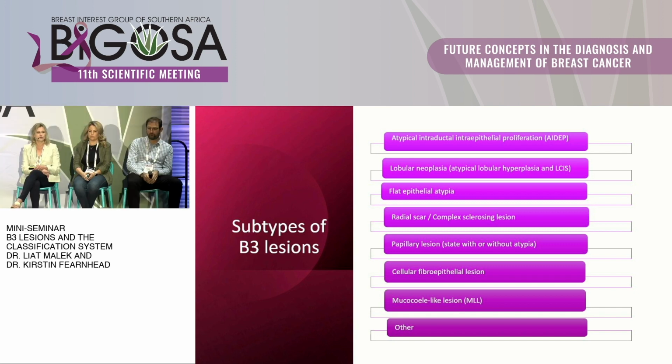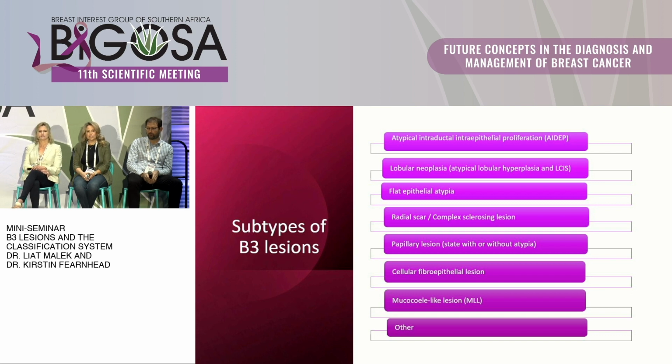Then there's lobular neoplasia, which has to be classic, so not pleomorphic, non-mass forming, and no comedonecrosis. Flat epithelial atypia, radial scar/complex sclerosing lesion, the difference there just being the size. Papillary lesions, important there, we need to know if there is or is not atypia. Cellular fibroepithelial lesions, which are the ones on core where we're not quite certain if they're a fibroadenoma or a Phyllodes tumor. Mucocele-like lesions, and a mixed basket of others.